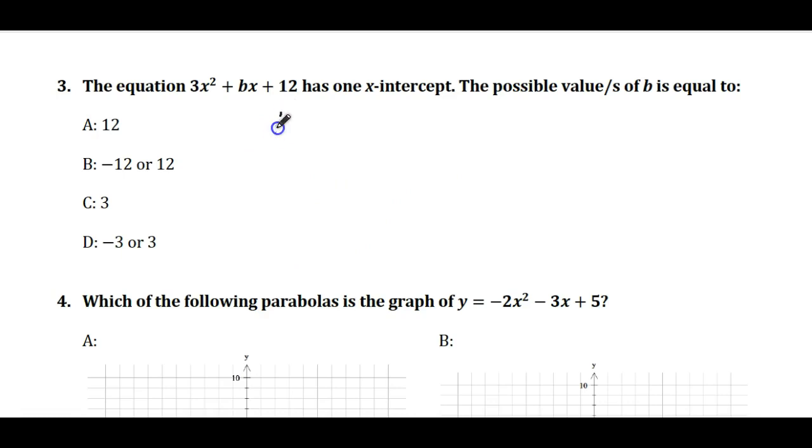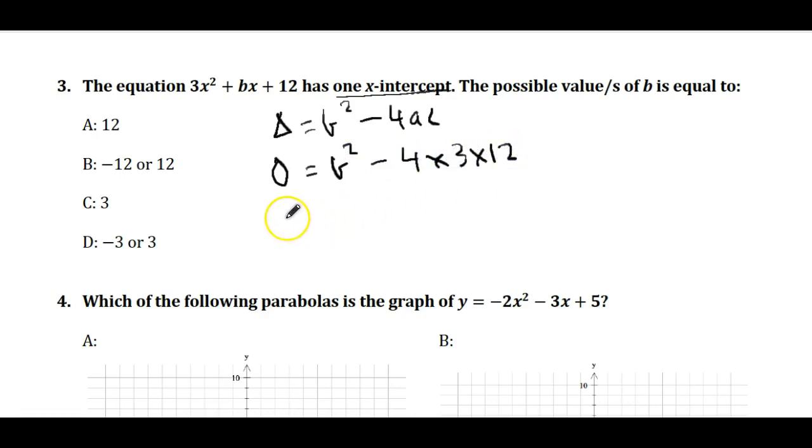So first of all, your discriminant is equal to b squared minus 4ac. Now, if you have just one x-intercept, that means your discriminant has to be 0. Remember, one x-intercept, discriminant is equal to 0. We have b squared minus 4 times 3 times 12. And so 4 times 3 is 12, 12 times 12 is 144. So that means we've got b squared equals 144.